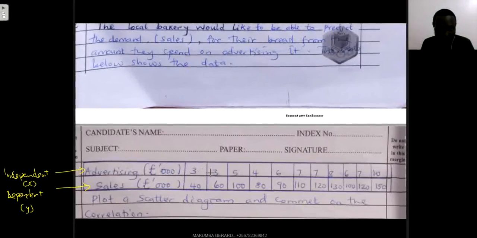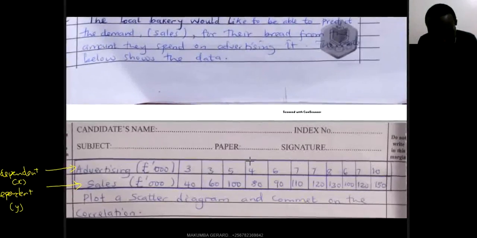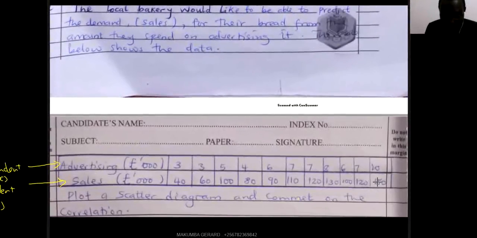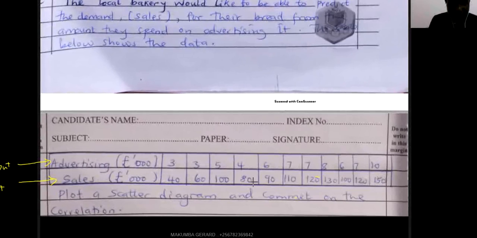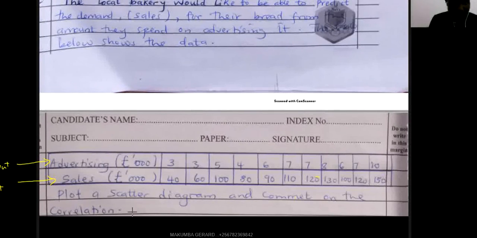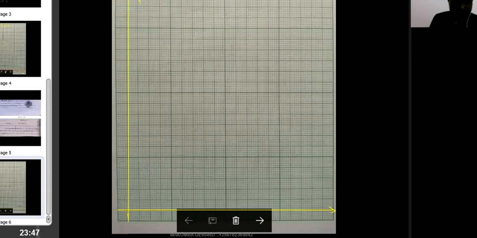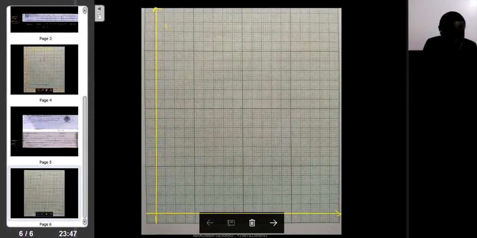When you look at advertising, the biggest value is 10, and when you look at sales, the biggest value is, let me see here, 150. So we go back to our slide for plotting. I'm supposed to plot here, so I can come up with a scale. We know that the biggest value was 10, so I can have a demarcation of 2.